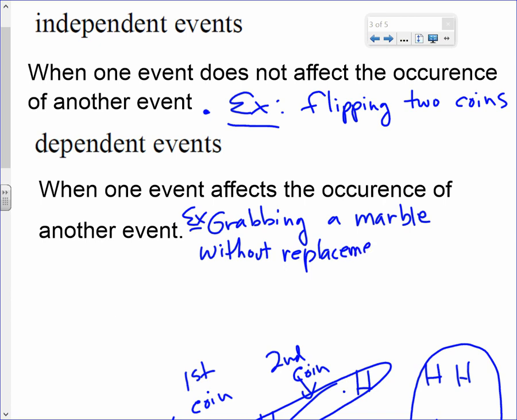That's the key word here. You're going to see this on your assignment 28 later. The words without replacement are like the signal that you're dealing with dependent events. Grabbing a marble without replacement, and then grabbing a second marble.